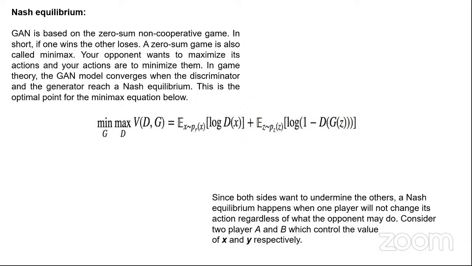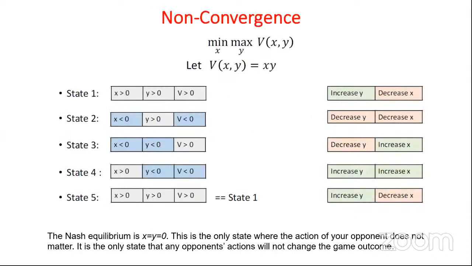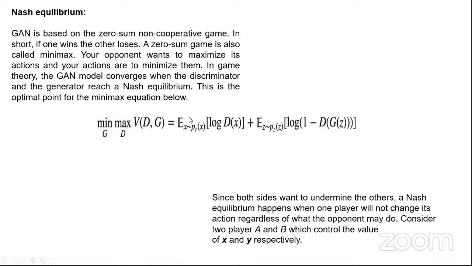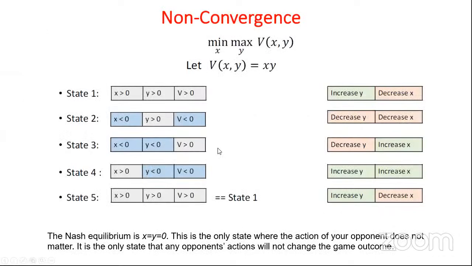Consider two players A and B which control the value of X and Y. This is the same as a function like this, but we take a very easy function just to illustrate this point. Suppose this function V of X comma Y is XY. This function must be minimized for X and maximized for Y. State 1 is X greater than 0, Y greater than 0, V greater than 0.